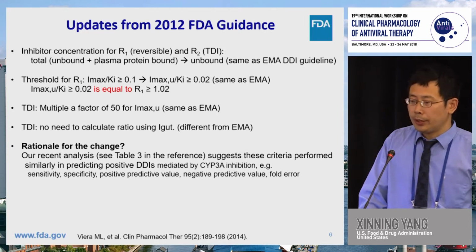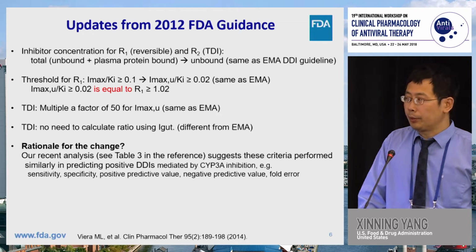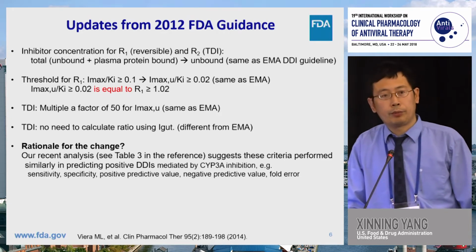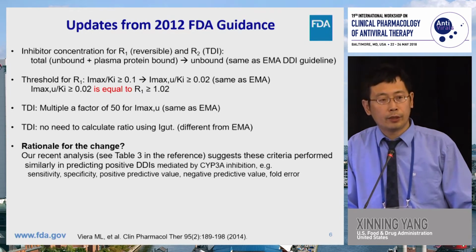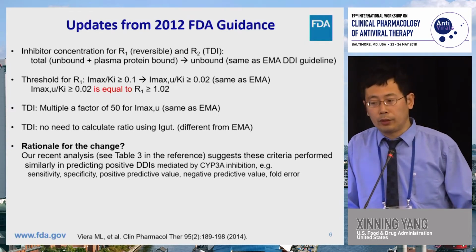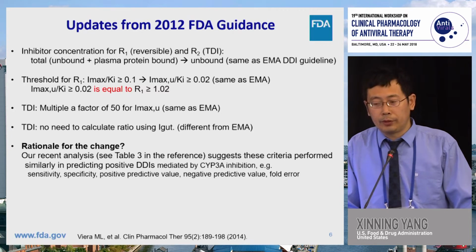The EMA also suggests calculating the potential for TDI using the gut concentration, but our guidance doesn't include it. It's because it is well known that TDI prediction is usually an over-prediction. So if you introduce I_gut further, it will just increase the same false positive predictions.